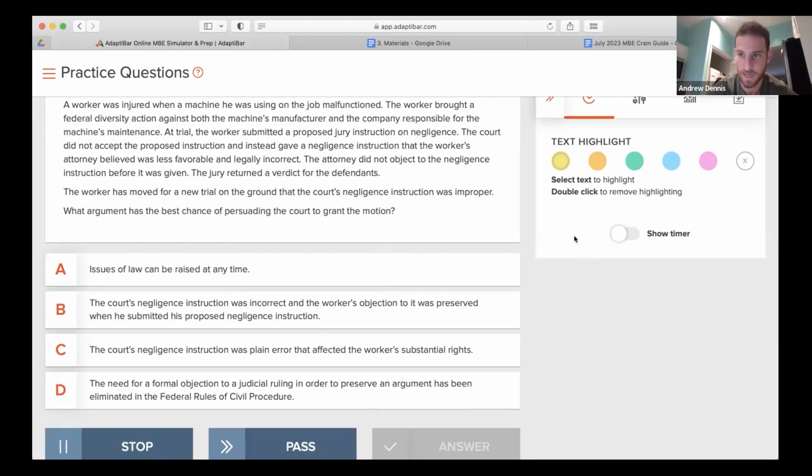I'm wondering if Gabby's voting on this one. The court's negligent instruction was incorrect and the worker objected to it as perceived when he submitted. The court's negligent instruction was plain error that affected the worker's substantial rights.